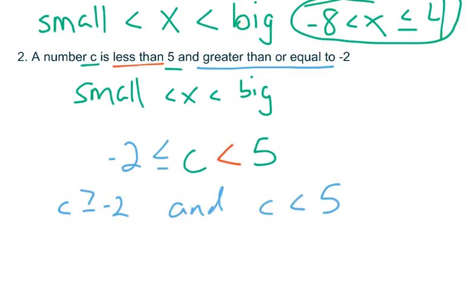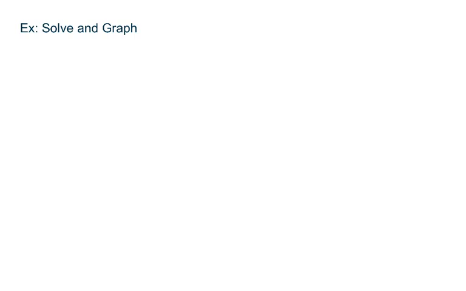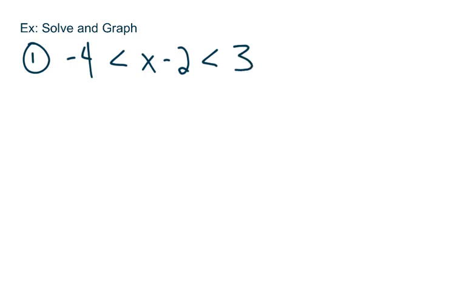Okay, so that's the second task, translating from a sentence to an inequality. The third and final task with each compound inequality is to solve and graph. The graphing we've already done, but solving is the main focus here. So let's just jump right into it. Number 1, -4 is less than x minus 2, which is less than 3.